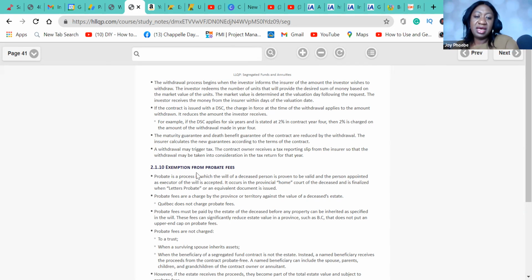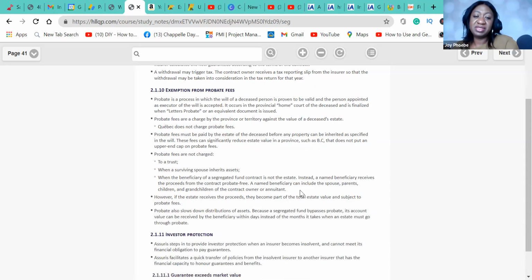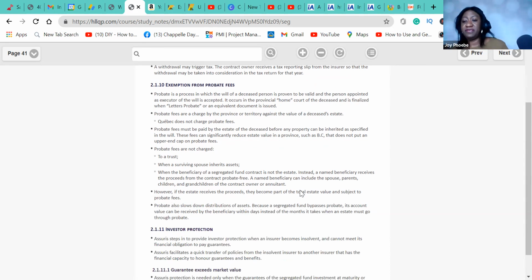Okay. Exemption from probate fees. This is another huge benefit of segregated funds that many people don't understand. When somebody passes away, your assets actually pass through probate, and the probate fees differ from province to province. Probate is a process in which the will of a deceased person is proven to be valid, and the person appointed as executor of the will is accepted. It occurs in the provincial court of the deceased and is finalized when letters of probate or an equivalent document is issued.